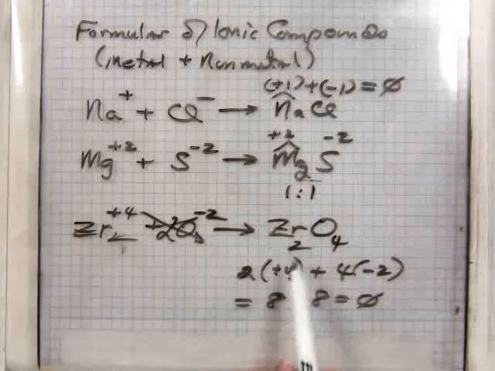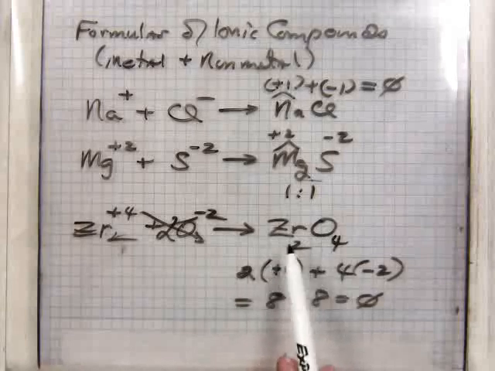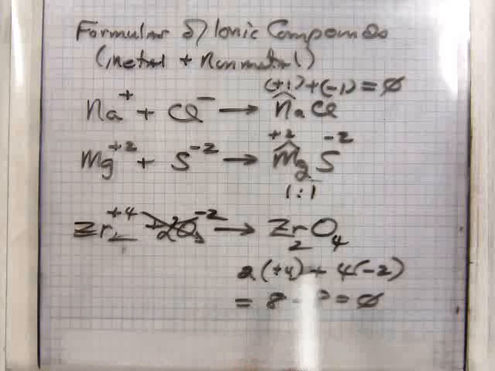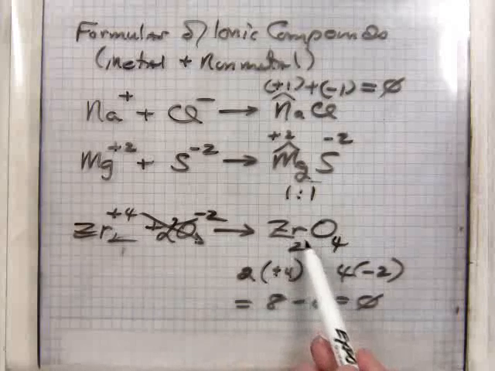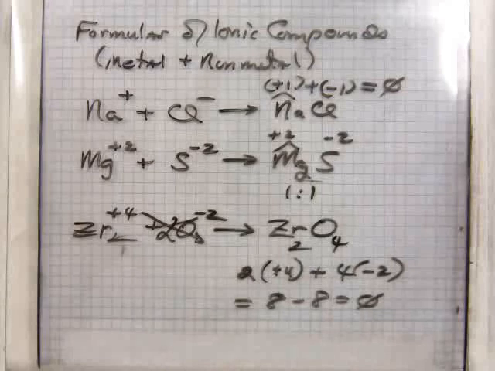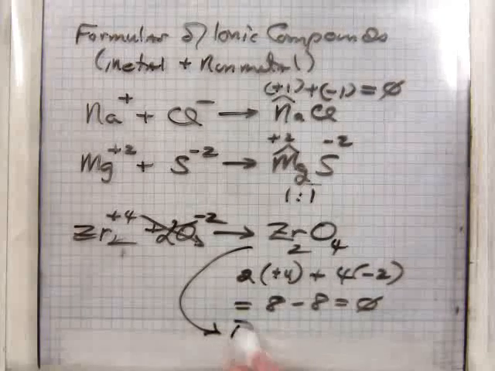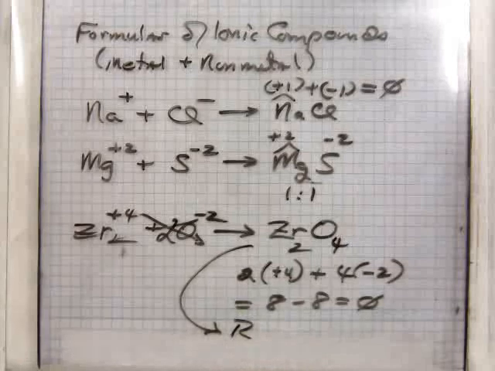The structure from the numbers, and we will talk more about this when we get to bonding, is 2 zirconiums and 4 oxygens. But since this is an ionic compound, the rule is reduce to the smallest whole number ratio. That's the appropriate presentation of the formula.